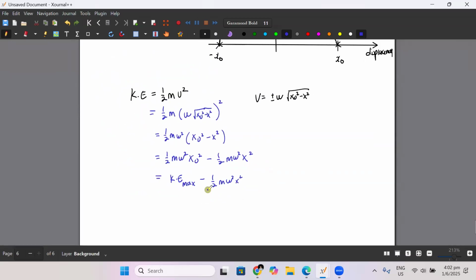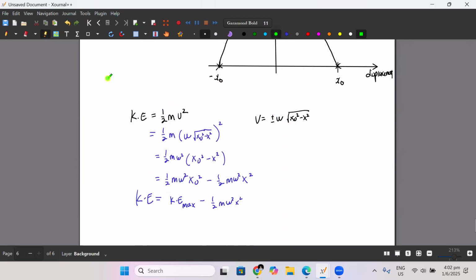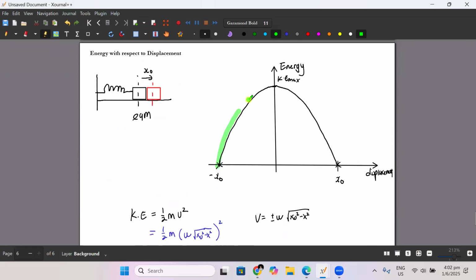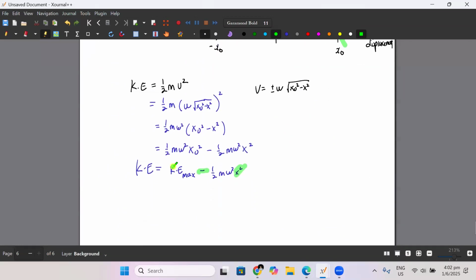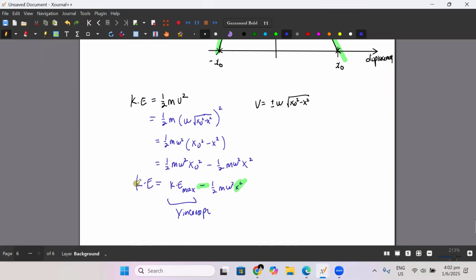So the reason I write it this way is because I want you to visualize that you get this kind of shape. You get a minus x square graph, which is this one. It's a minus x square graph. And then you have some starting value. You can think of it as your y-intercept. This is your value here. So that's the intuition behind the KE.